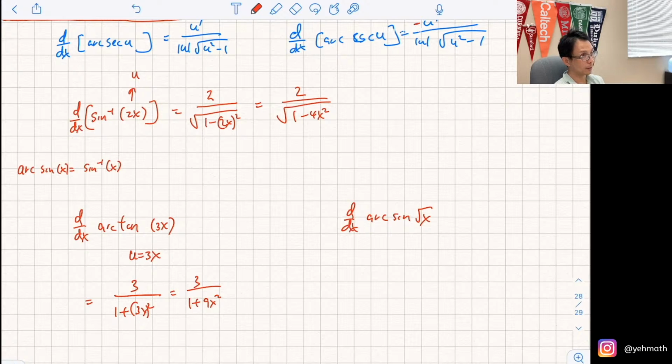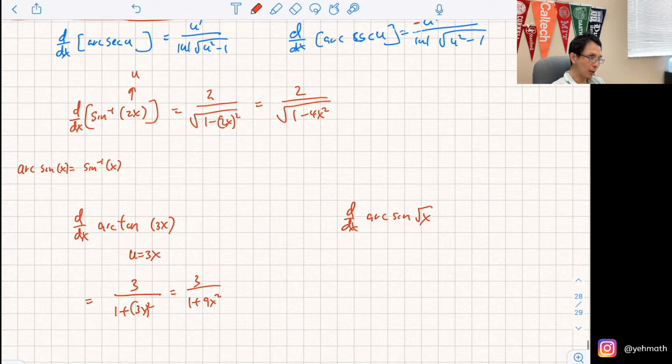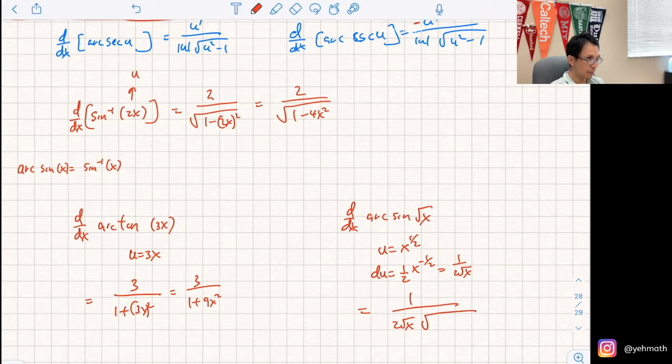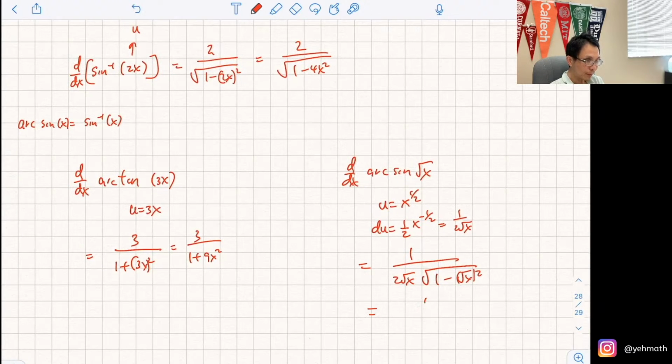Oh, okay. So this is arc tan. Okay, so that's an arc sine. Well, arc sine, again, u is equal to what? x to the 1 half. Good. What is du? 1 half x to the negative 1 half? Or 1 over 2 square root x, right? So eventually it's going to be 1 over 2 square root x times 1 minus square root x squared. So 1 over 2 square root x times 1 minus x.